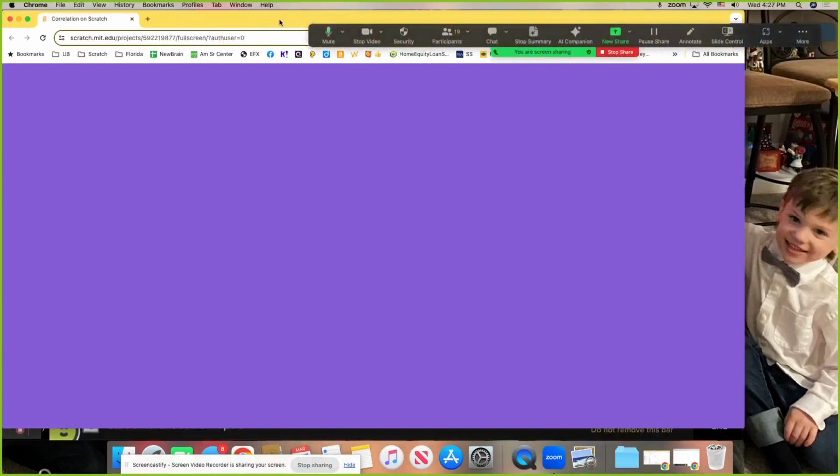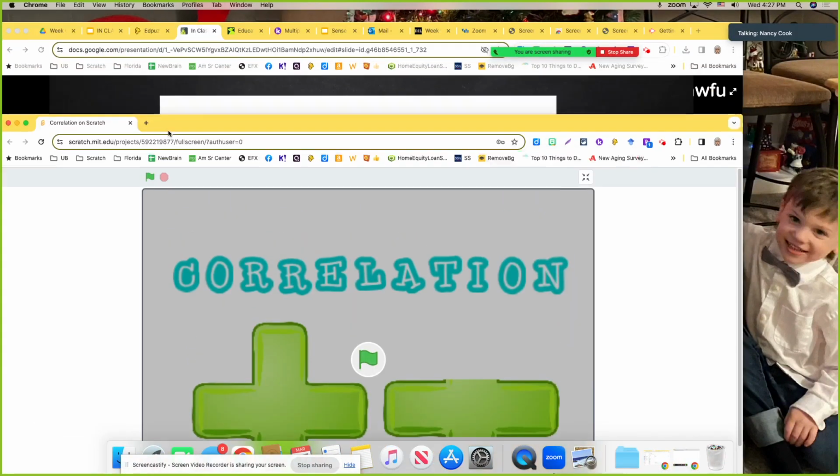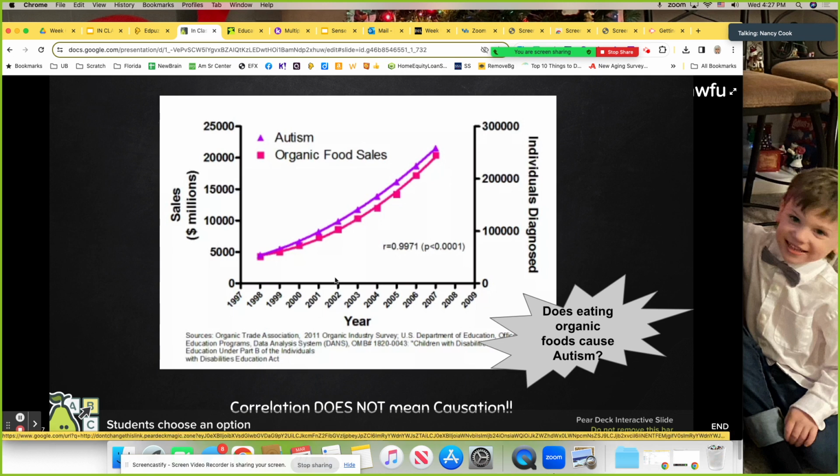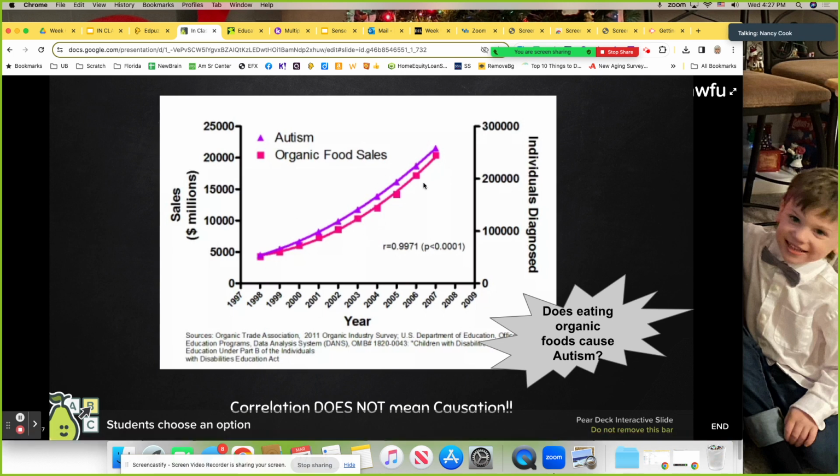All right, so my point here is that correlation does not mean causation. Just because these two things are correlated does not mean that one causes the other. Okay, it's just a coincidence. So you have to be careful.